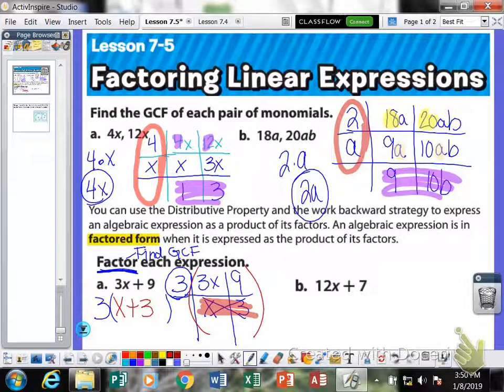12x plus 7 is already factored, so we just say factored form. And I know it's in factored form because if I look at 12 and 7, there's no greatest common factor. Nothing goes into both of them. And then x, there's only one x, so there's no other factor.